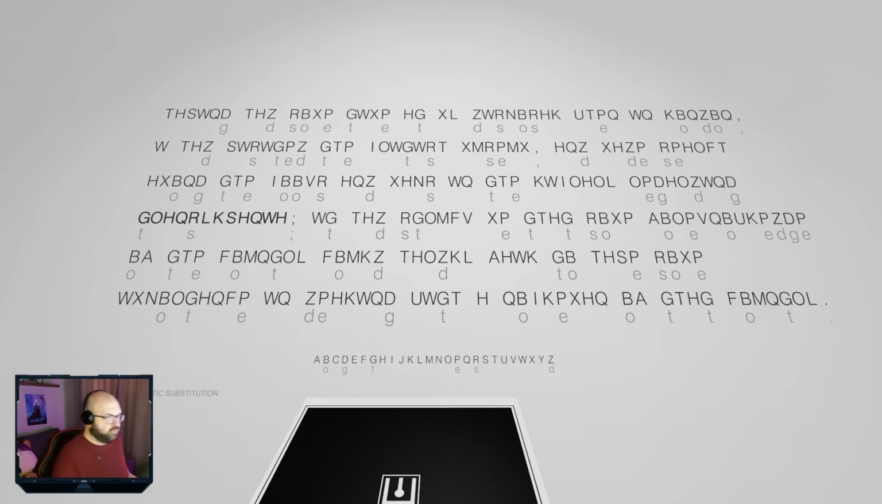So obviously the black text is the text that we're translating, and the grey one underneath is the transposed one, like that's the translation. So we have B is O, D is G, G is T, P is E. They're all filled in already.